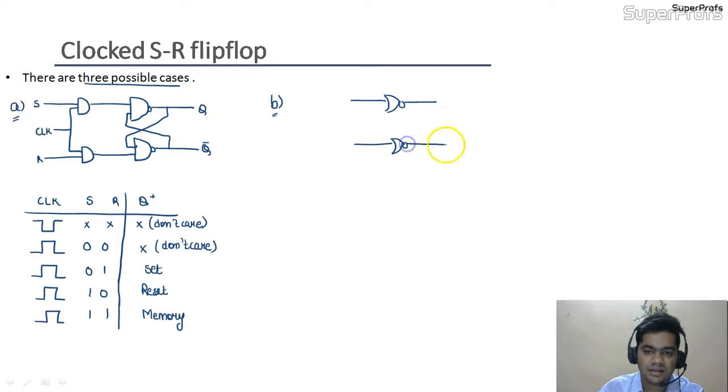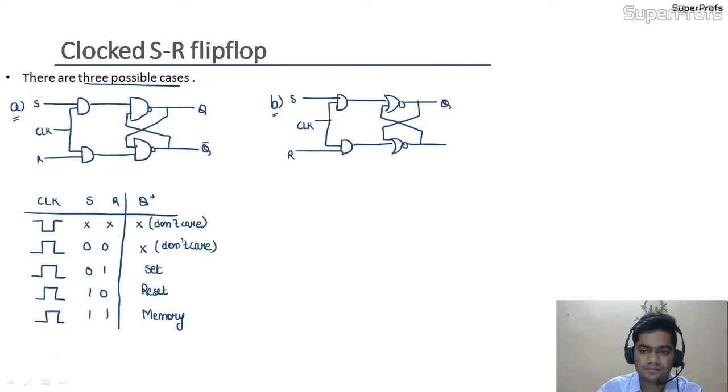Now the second possibility is constructing the same clocked SR flip-flop using a NOR latch. So we have taken a NOR gate latch like this, and now we are doing the same thing, that is, we are giving the clock pulse through the AND gates. The functioning of the truth table would be exactly the same as in the NOR gate latch, but when the clock pulse is at logic 0, the output would remain in the memory state.